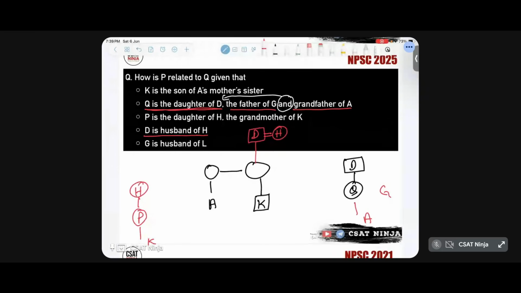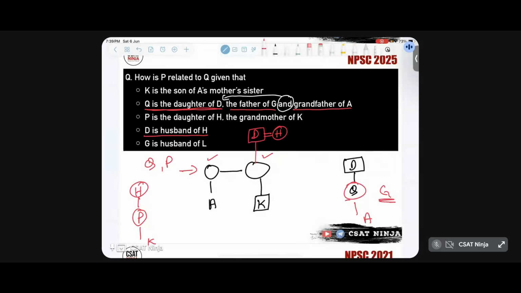D is this one. And I'm clear that in this generation, H's daughter is B. H's daughter is B there. P can be here. P can be here. I'm not sure, but I'm just going to keep it that way. Next one, Q here. Q is also a daughter of D. That means Q is also in this generation as well. And we have another, G, as well.